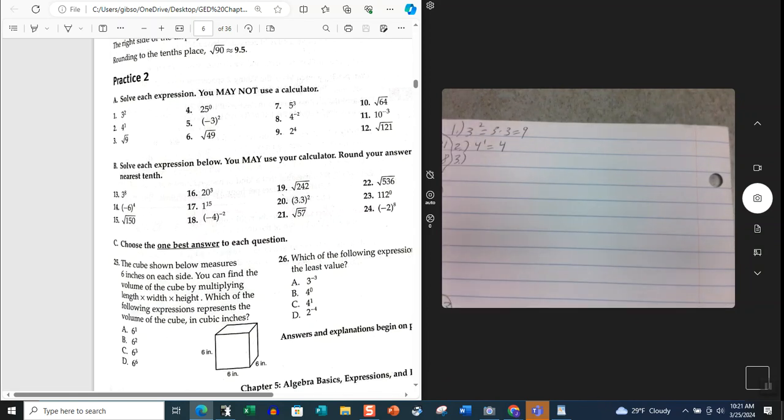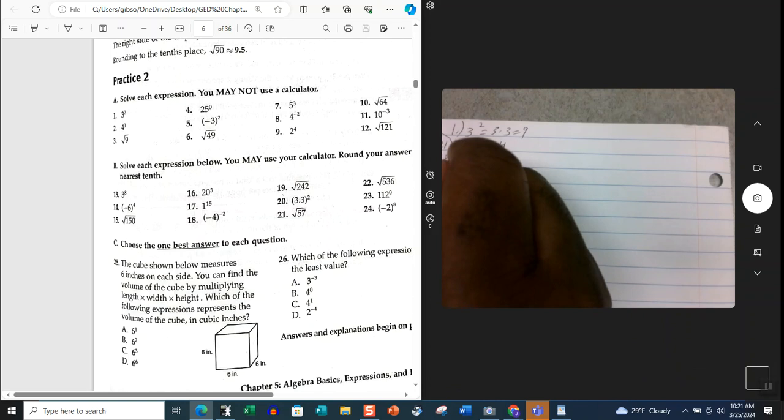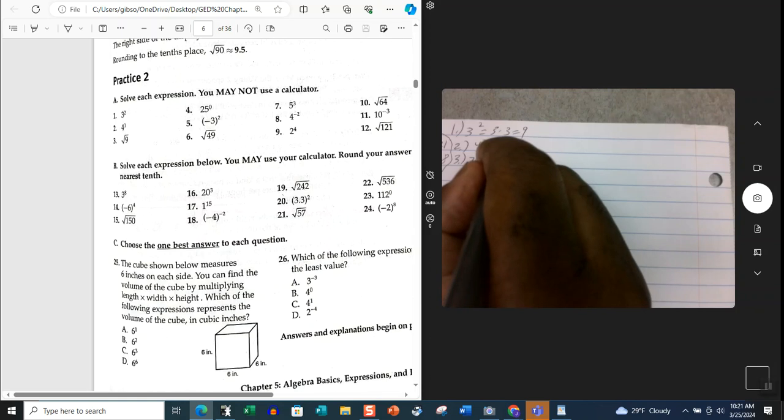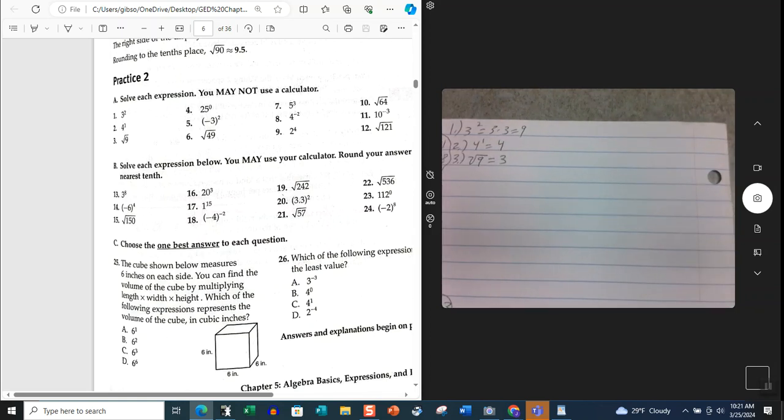Number 3, we had the square root of 9. Now you have to ask yourself, what times itself will give you 9? So we know 1 times 1 is 1, 2 times 2 is 4, 3 times 3 is 9, so the square root of 9 is 3.